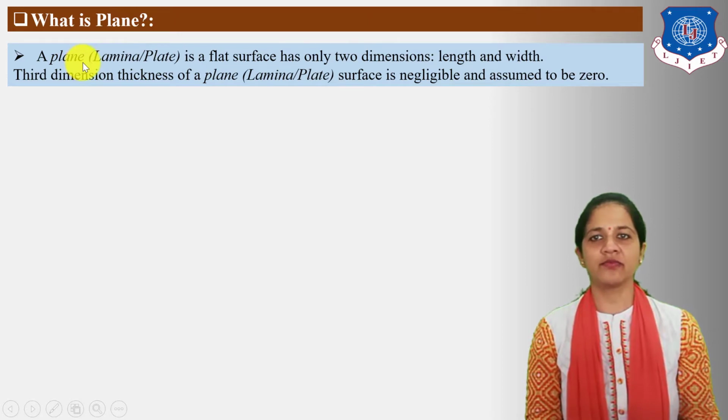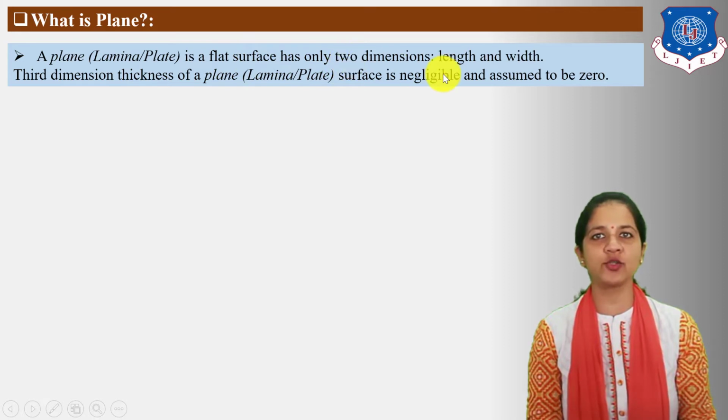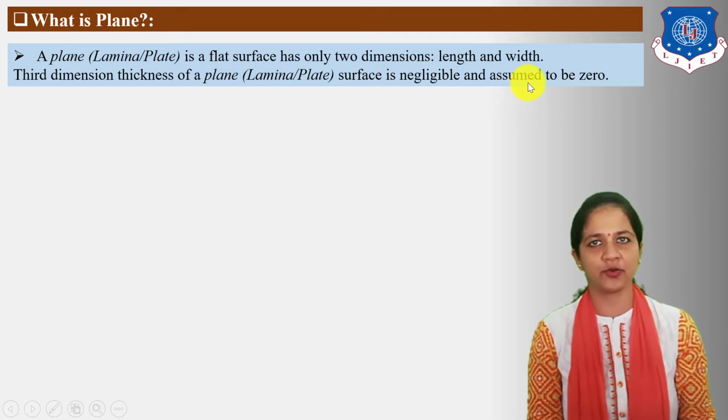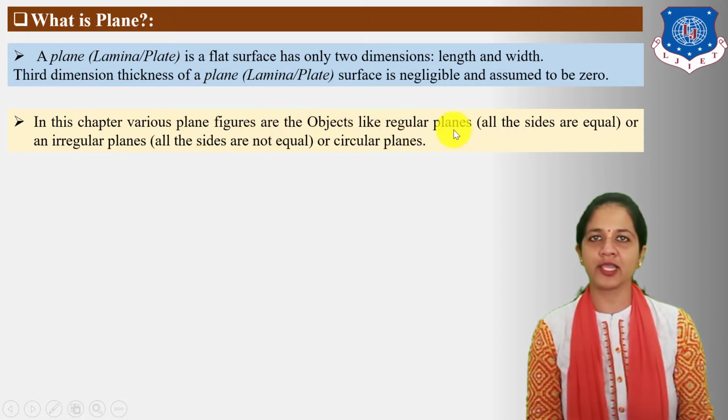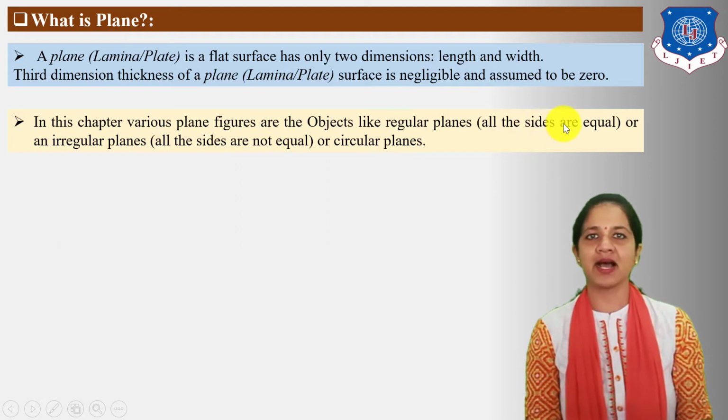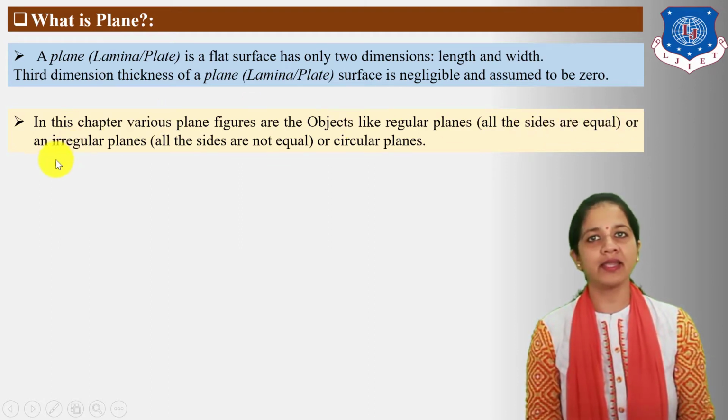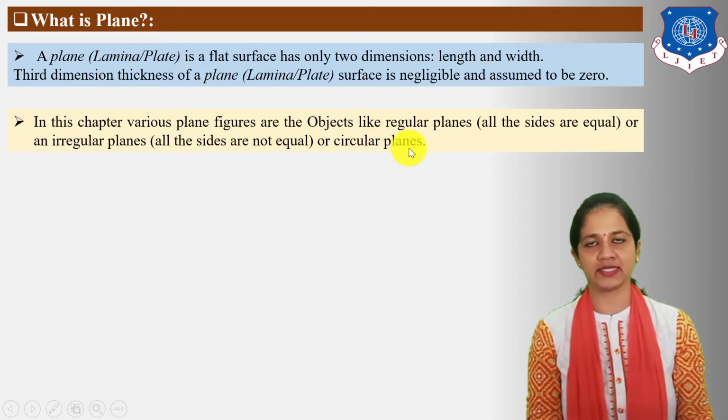A plane, we can also say lamina or plate, is a flat surface that has only two dimensions, which are length and width. The third dimension, thickness of a plane surface, is negligible or assumed to be 0. Next, in this chapter, the various plane figures are the objects, like regular planes, in which all the sides are equal, or irregular planes, in which all the sides are not equal, or circular planes.